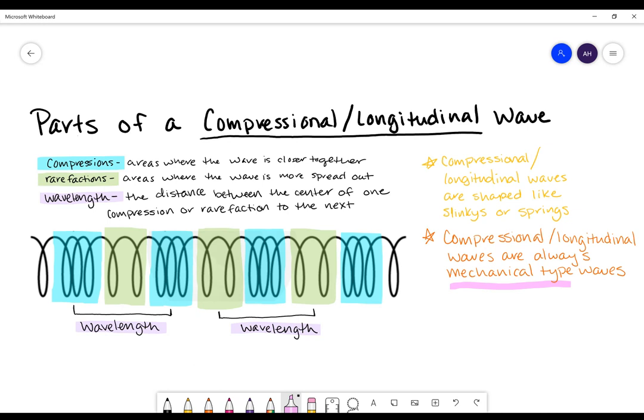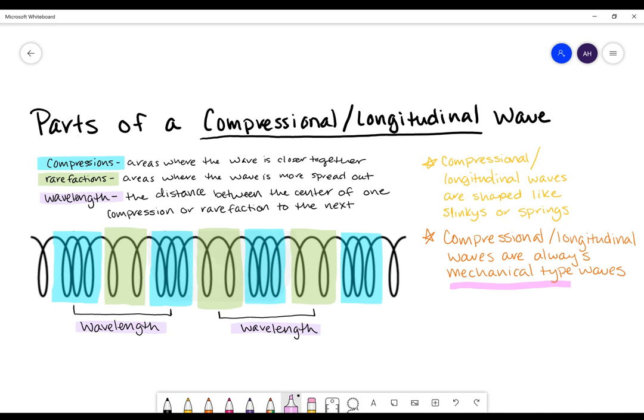All right. So the first part we're going to talk about of a compressional wave is the compressions. This is the areas where they are smushed closer together. So they are color-coded on your diagram, and on this diagram, I did mark all of them on that wave just so it was a little bit easier to see. Since there are only three parts of this wave, it's a little bit easier for me to mark all of them on the diagram. The next part of the wave is a rarefaction.